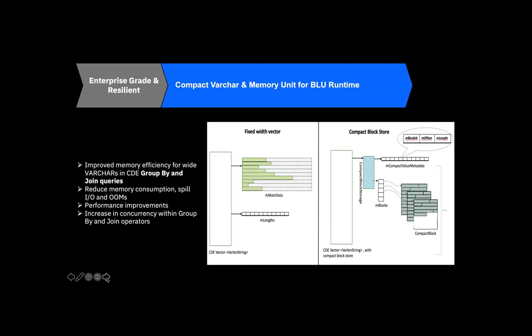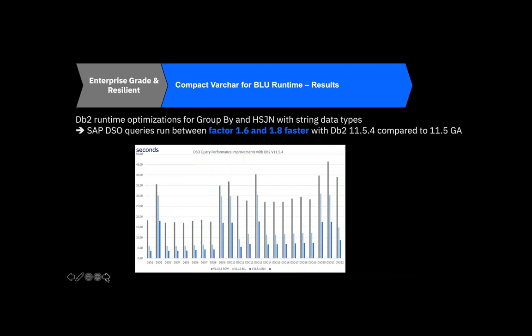Now, what does this all mean? I kept it at a high level because our internal feature names might not mean much. However, from all this, here are the results. What you're looking at right now is our comparison. The gray line is our 11.5.4, the June 2020 release, on a row store. This is warehouse row. The light blue line is our 11.5 Blue GA from June 2019, so a year earlier. And the dark blue line is our June 2020 release.